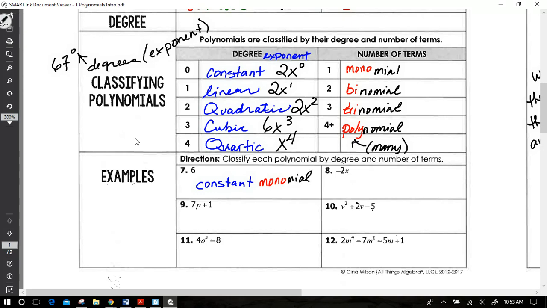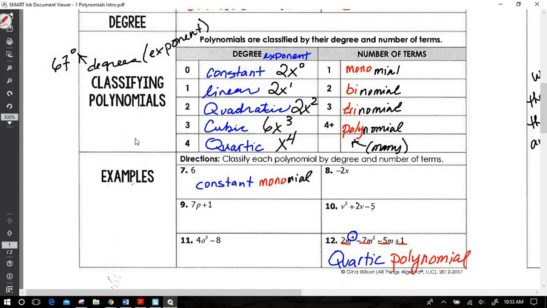All right. I'm going to jump around a little bit. Let's look at number 12. What is the highest exponent that you see in number 12? And the answer is this 4 here. So this is going to be a quartic. And now I need to look at how many terms this has. So it has 1, 2, 3, 4 terms. So this is a quartic polynomial.